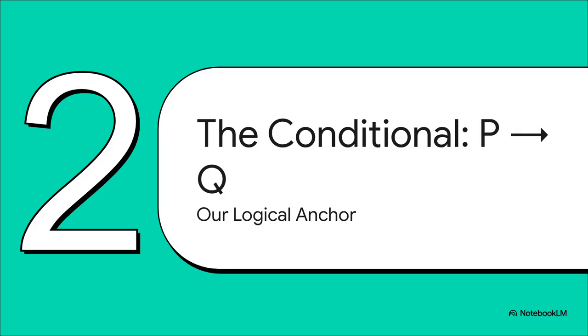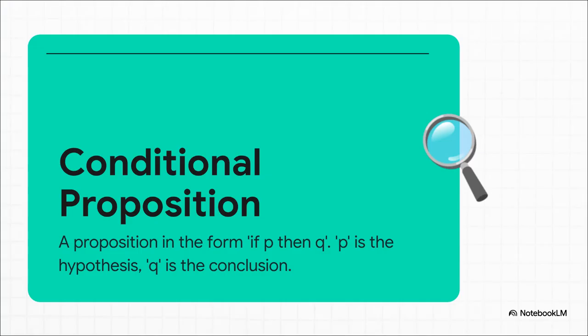So, to untangle all this language, we first need to set up a solid foundation, a logical ground truth that we can always come back to no matter how confusing the words get. And this is our anchor, the conditional proposition, written as P implies Q. P is our hypothesis. That's the if part, the condition we're checking. And Q is the conclusion, the then part, the thing that happens. This is the formal, rock-solid structure for any if-then statement.